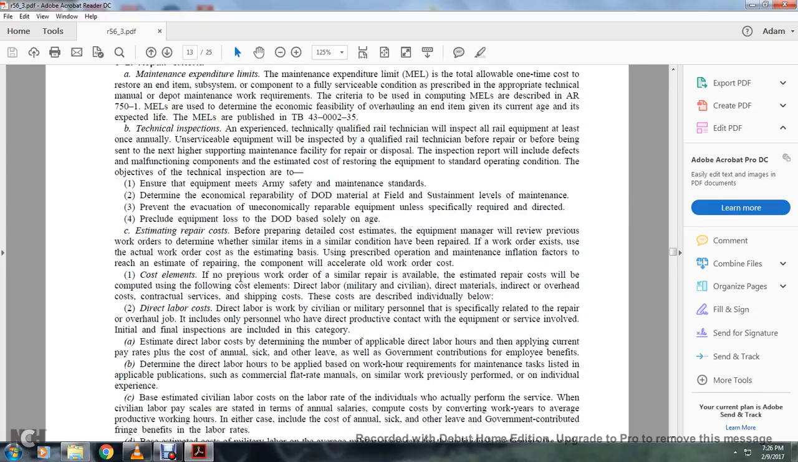Either way, estimating repair costs will escalate older work order costs. If no previous work order with a similar repair is available, the estimated repair cost will be computed using the following cost elements: direct labor, military and civilian; direct materials; indirect overhead costs; contractual services; and shipping costs. The costs are described individually below.